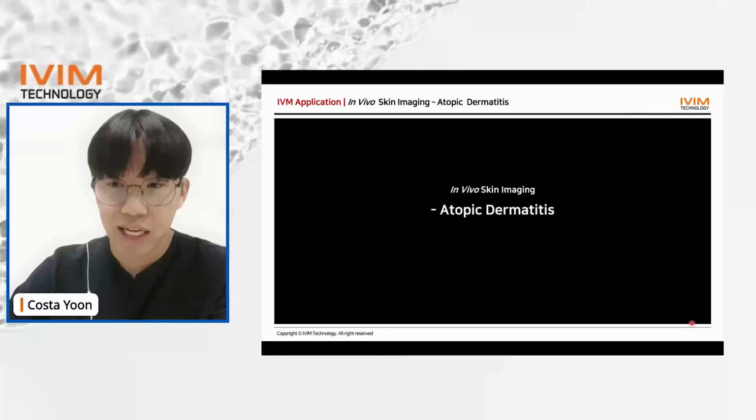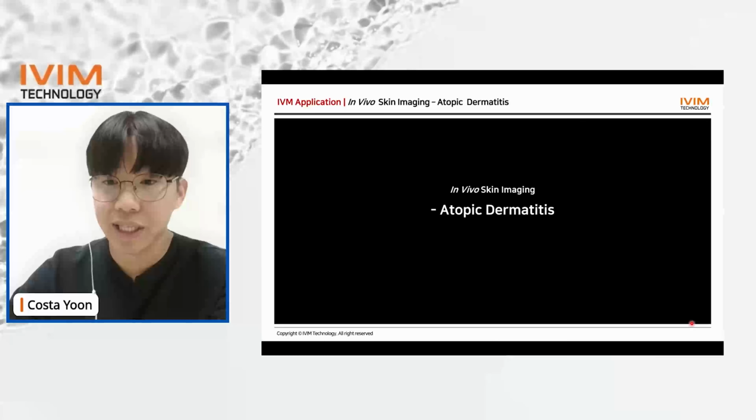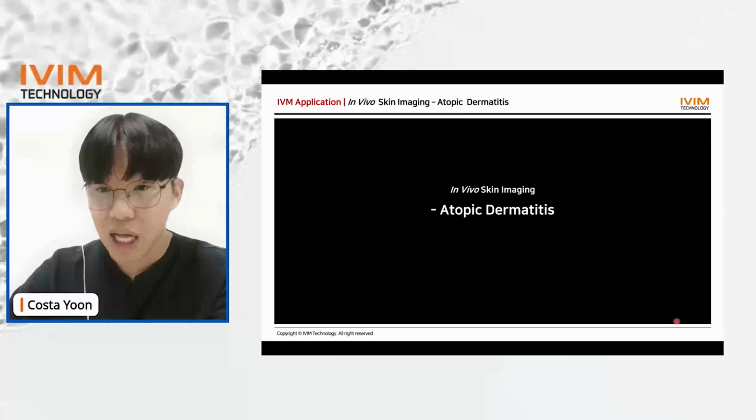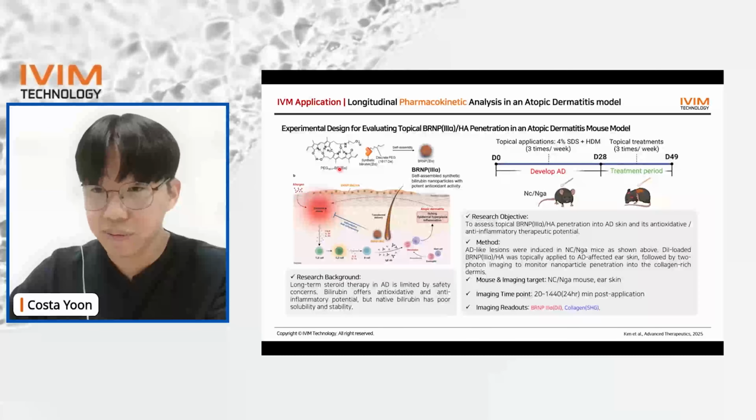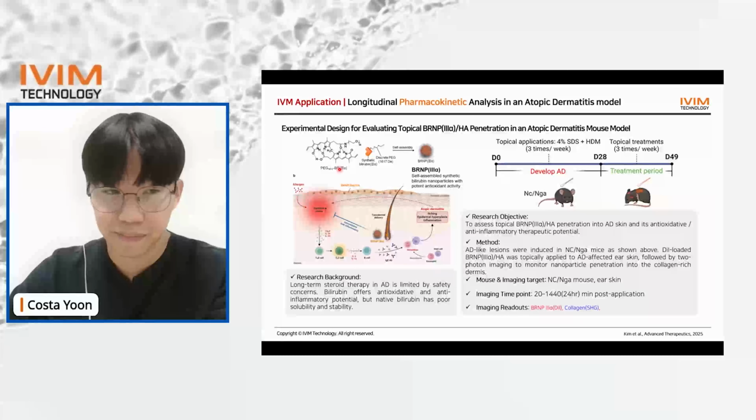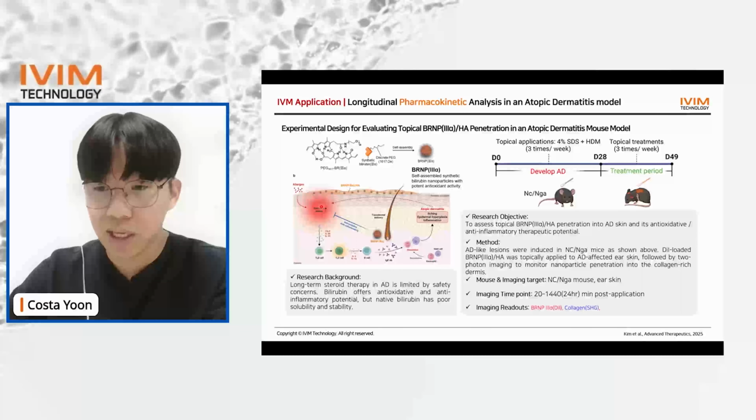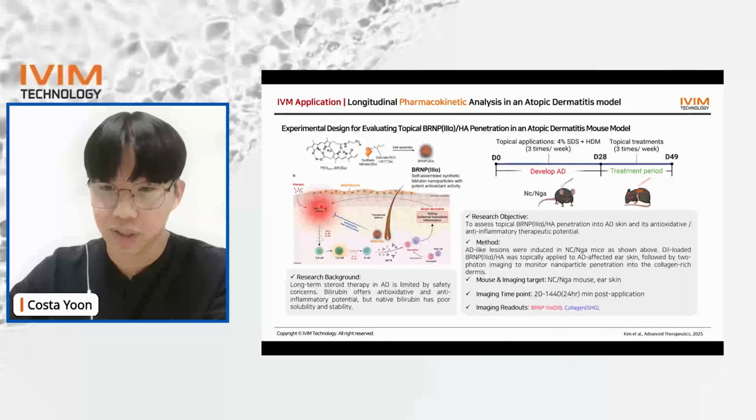Next, I will show data demonstrating drug penetration in atopic dermatitis, another representative immunodermatological disease. This study was conducted to determine whether a topical therapeutic agent penetrates within the skin of an atopic dermatitis mouse model. Topical steroids are widely used for atopic dermatitis. However, because they broadly suppress immune responses, long-term use may increase the risk of local adverse effects and infection.